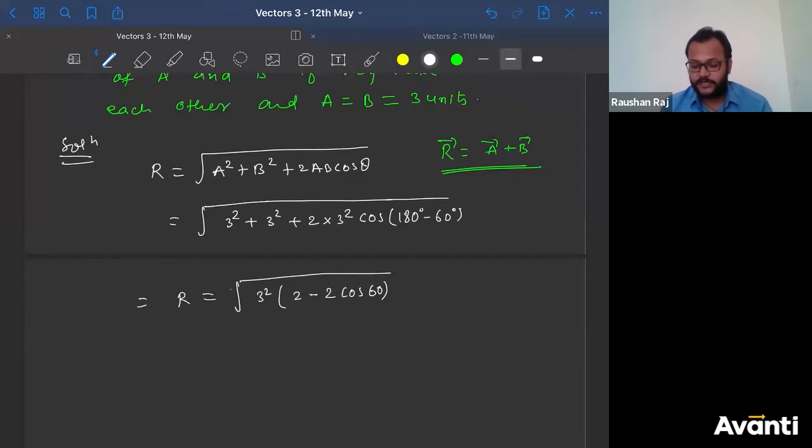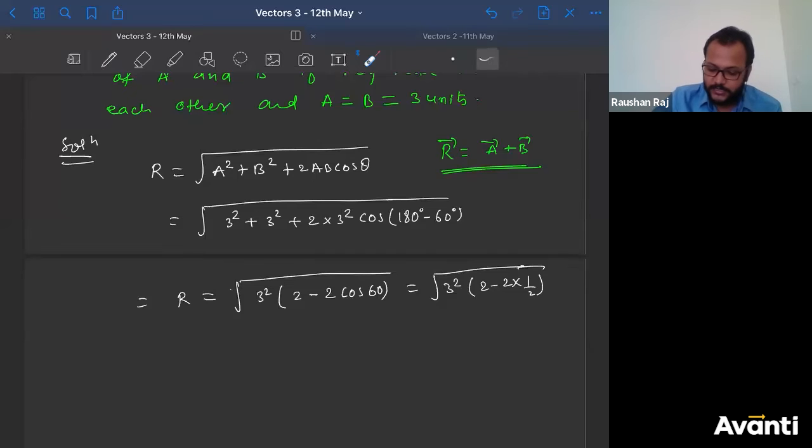Now what is cos 60? Cos 60 is 1 by 2. Square root of 3 square into 2 minus 2 into 1 by 2. So what is the answer? 2 minus 2 and 2 cancel. The 2 minus 1 is 1. The square root of 3 square. So what is the value of R? R is equal to 3.